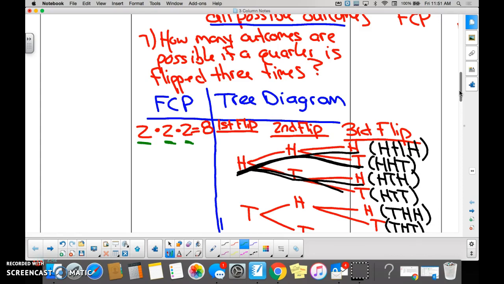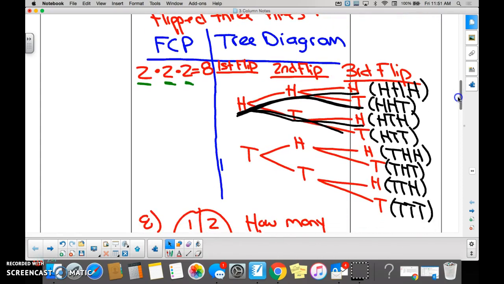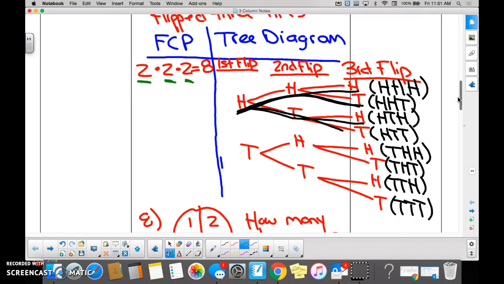Okay, but if I wanted you to list all of them specifically by name, you would have to make a tree diagram. So again, if you flip a coin the first time, you get how many outcomes? 2. What are they? Heads and tails. Now, if you flip a quarter a second time, how many outcomes do you get? No, you do not get 4. If you flip a coin the second time, how many outcomes do you get? 2.